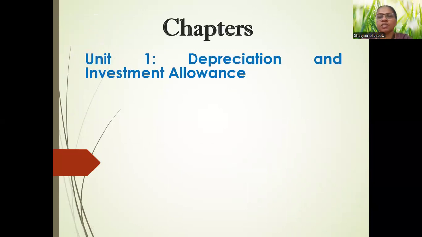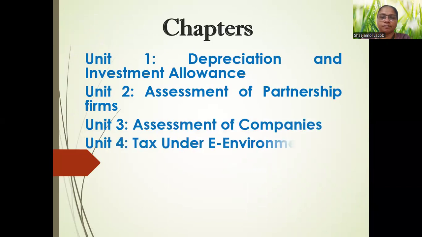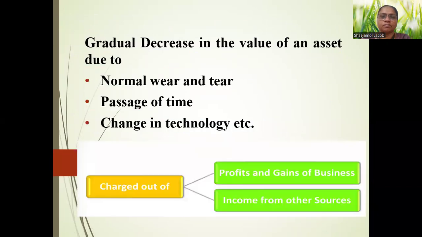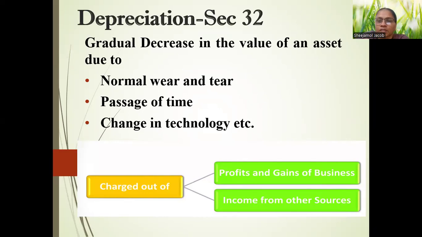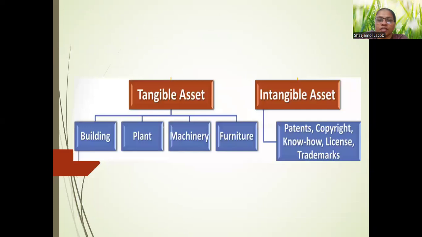The first chapter is depreciation and investment allowance. So what is depreciation? It's the gradual decrease in the value of an asset due to normal wear and tear, passage of time, or changing technology. Normally we charge the depreciation out of profits and gains of business or out of income from other sources. This depreciation comes under Section 32 of the Income Tax Act.